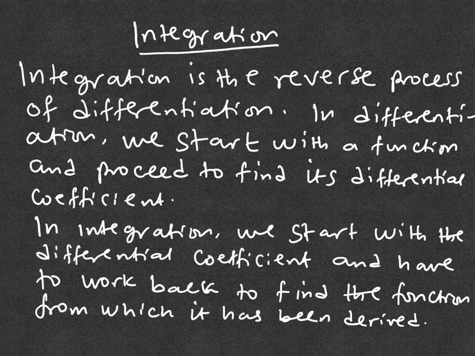So we are saying that integration is the reverse process of differentiation. Yes, that's true. When we are differentiating a function, we start with a function and then go ahead to find the derivative or the differential coefficient. But in integration, we start with the differential coefficient and then work back to trace the function that was differentiated. That backward process of tracing the function which was differentiated is what we call integration. Okay, let's look at this example to understand the point.